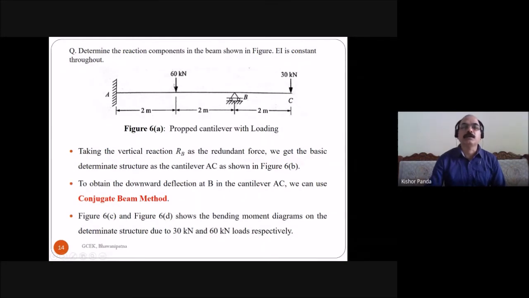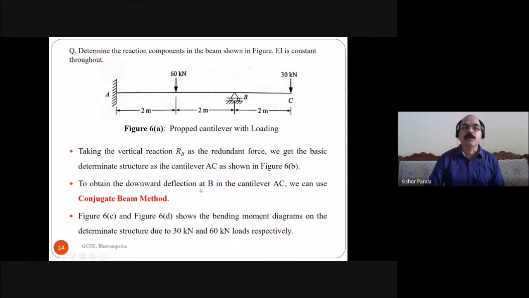Here there is one load, and here there is another load, and you have to find out the deflection at B. With this type of loading, you can find the deflection using the conjugate beam method, because this is a cantilever beam. After removing the redundant force, this becomes a cantilever with one load of 60 kilonewton at 2 meter and another load of 30 kilonewton at 6 meter. Then by taking these two loads, you have to find out the deflection at B.